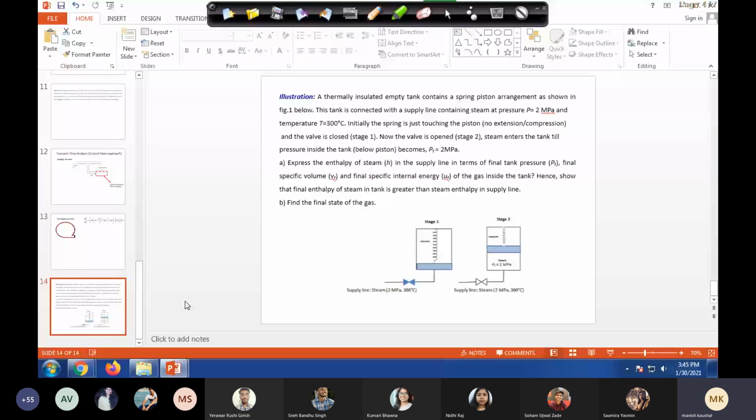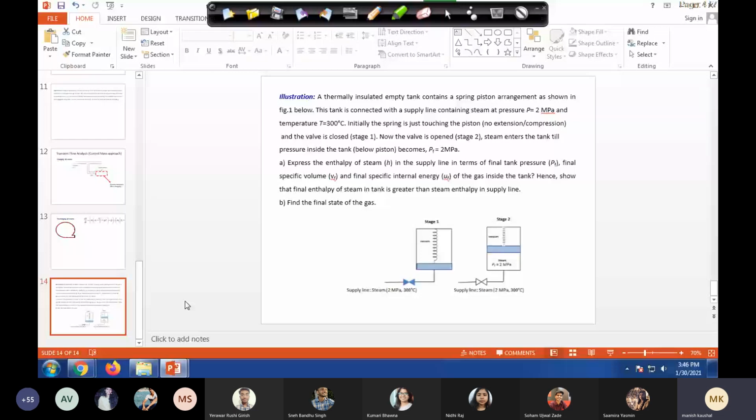Okay. So this problem here, what is happening? A thermally insulated empty tank, and after this we will stop. We will start fresh with the second law from the next class. So we have a thermally insulated empty tank which contains a spring piston arrangement, as shown in figure 1 below. This tank is connected with a supply line containing steam at pressure equal to 2 megapascal and temperature 300 degrees Celsius. So supply line properties are fixed.